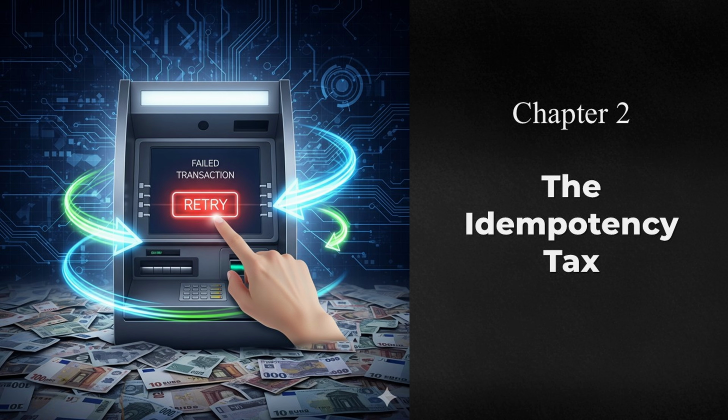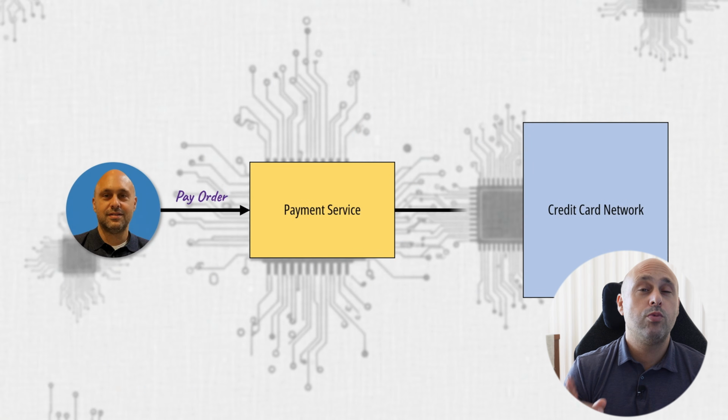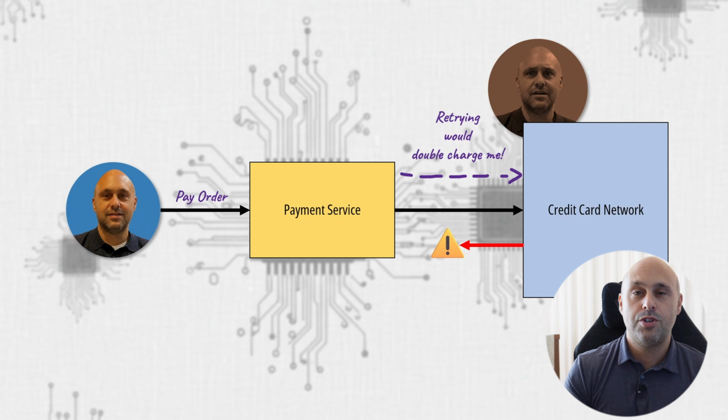Chapter 2. The Idempotency Tax. So, now we can see our transaction. But what happens when a step fails? Maybe because of a network blip. The simple answer would be to retry, but we can't always do that. Imagine if the step is charging the customer's credit card. There would be the risk of double charging it, because we don't know if the first attempt succeeded or not.